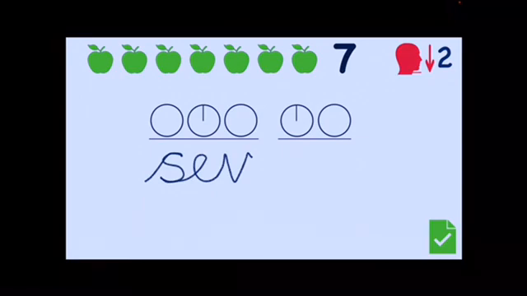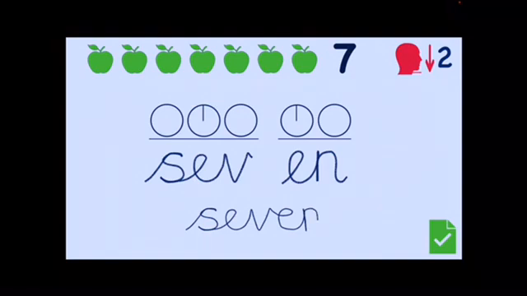And the next syllable, N. E is E, N is N. Let's join those syllables together. Sev-en. Well done.